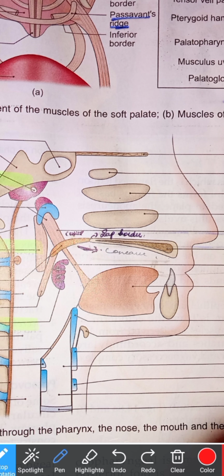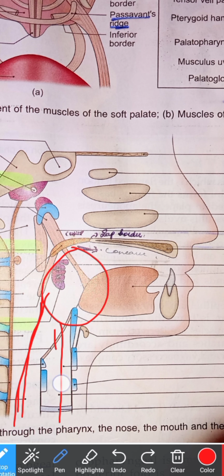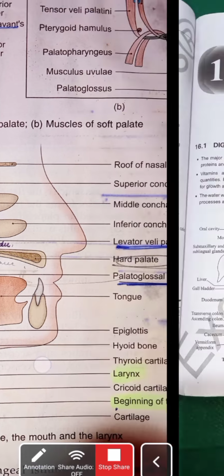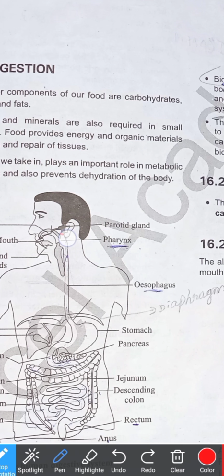It divides into two tubes. The posterior or back tube is called the food pipe. The front tube is called the trachea, which is the windpipe, and there is a structure called the epiglottis, which closes the trachea during swallowing of food. So therefore the food does not enter the trachea. The food pipe, also called the esophagus, leads to the J-shaped structure called the stomach.